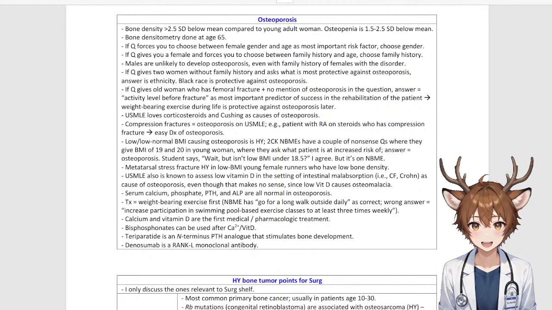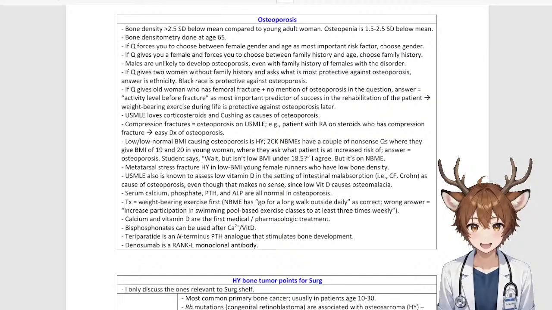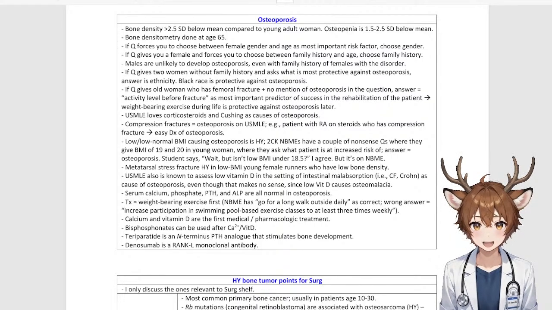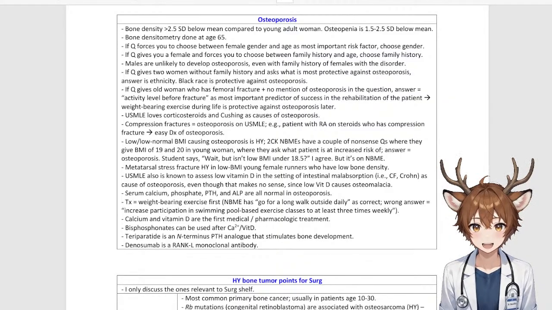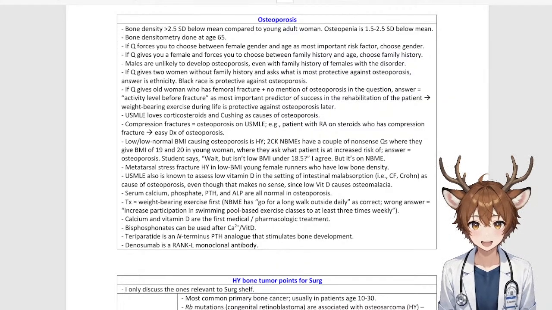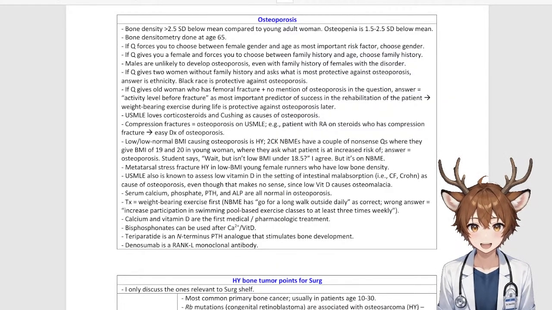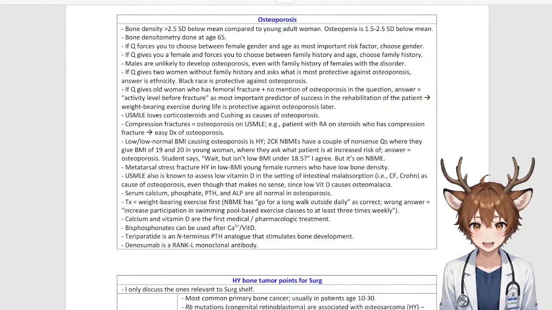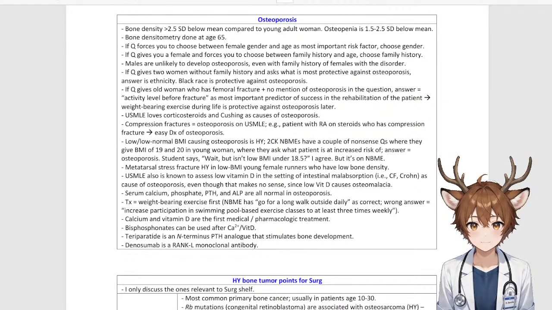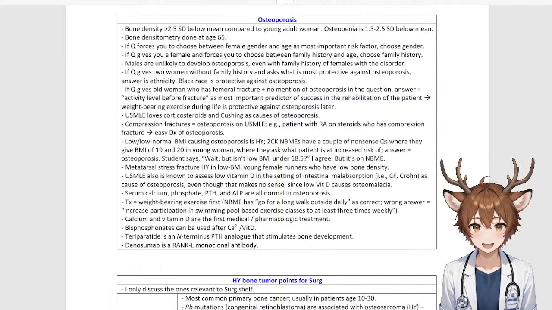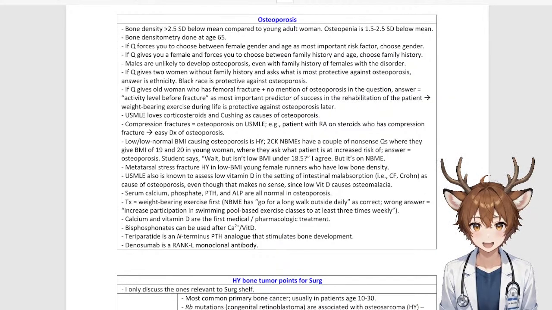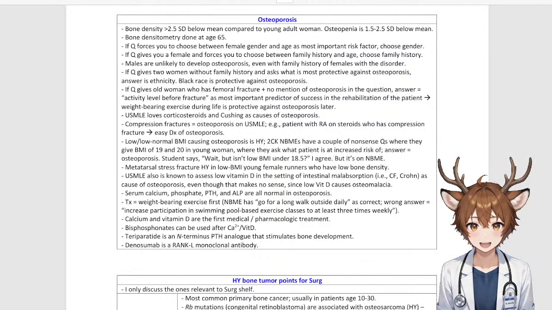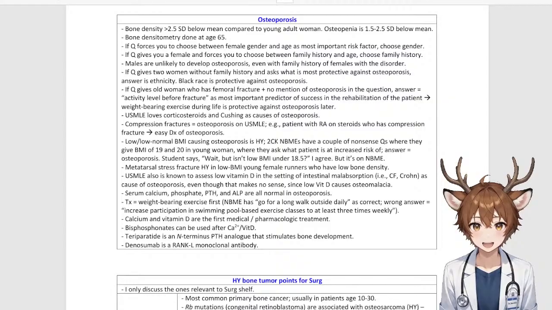If you have a low to low normal BMI, causing osteoporosis is high yield. 2CK NBMEs have a couple of nonsense questions where they give you a BMI of 19 and 20 in a young woman, but they ask what the patient is at increased risk of, and the answer would be osteoporosis. Student says, wait, but isn't low BMI under 18.5? I agree, but it's on NBME. So they just don't care. Metatarsal stress fracture high yield is low BMI, young female runners who have low bone density.